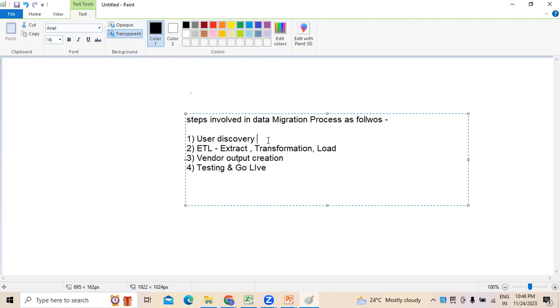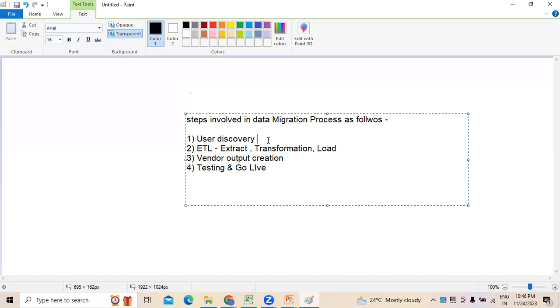So this is the first thing we have to do. When we are following a data migration process, the very first thing we have to do is to identify the user discovery. Next one, ETL. Please write down under ETL. ETL stands for extract, transformation, and load of data. Please write that down.